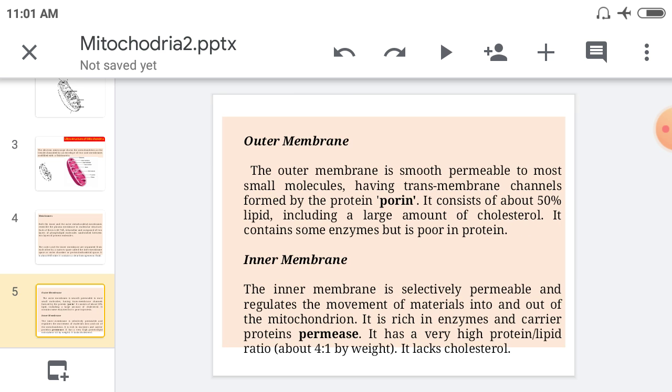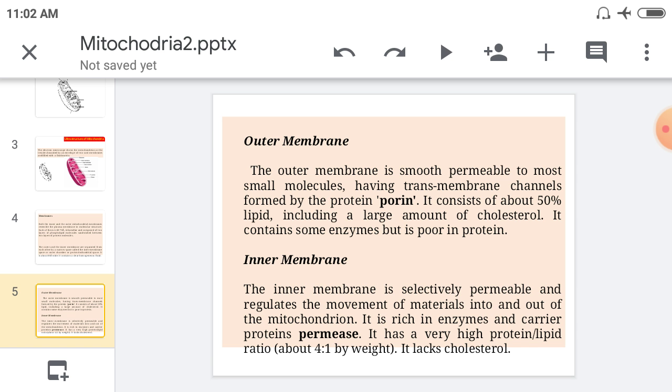Then going toward the outer membrane, this outer membrane is smooth and permeable to most small molecules, having a transmembrane channel formed by the protein porin. It consists of about 50% lipid, including a large amount of cholesterol, and it contains some enzymes, but in the porin protein. It means this outer membrane has a large number of lipids present and a very small amount of protein present here.